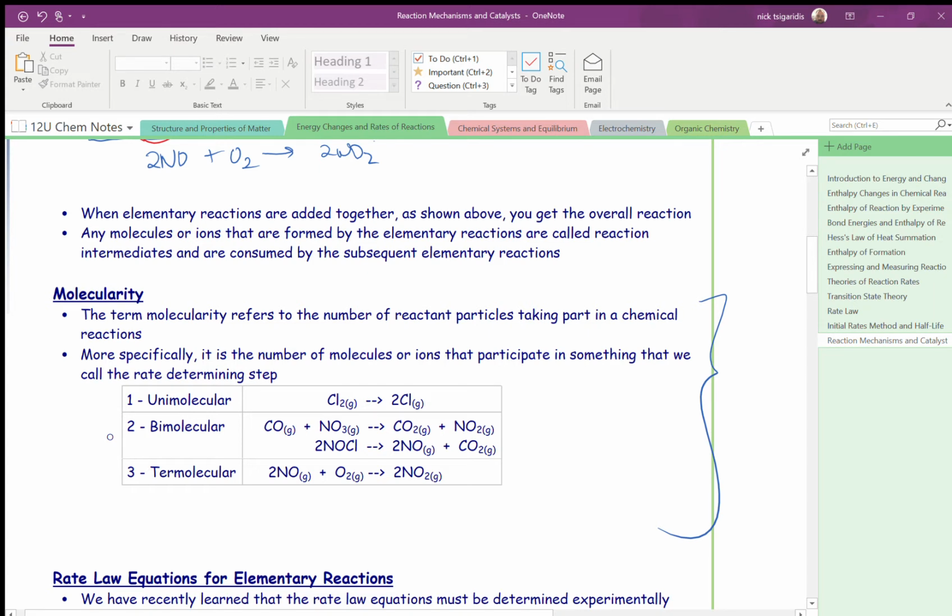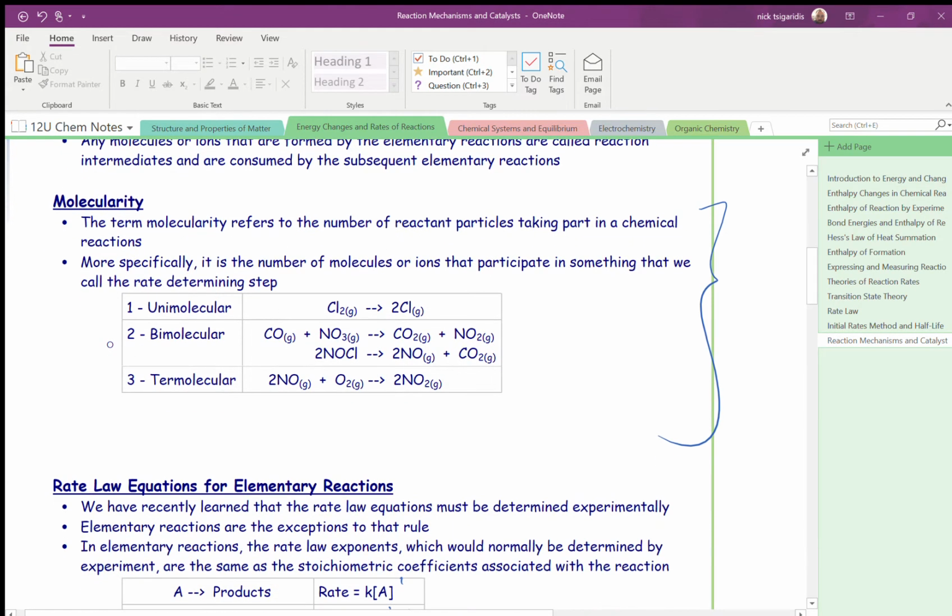I think we had a conversation in class regarding walking down a hall, bumping into a person. That's fairly common, but bumping into two different people at the exact same time is much more complicated and a much rarer event. And those would be termolecular reactions. Now, of course, they do exist, but they are rare. Most of the time, it's going to be a bimolecular reaction.